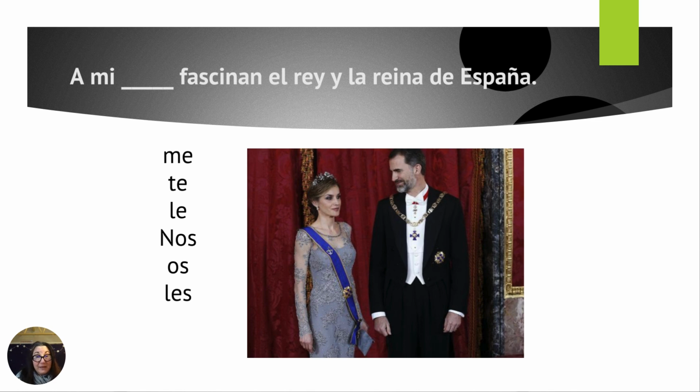Which indirect object pronoun would go with that clarifier? A mí me fascinan el rey y la reina de España. Now, I do want to point out here, you don't always have to use clarifiers with me and te and nos, right? Because if you see me, it has to be to me. And if you see te, it has to be to you. And if you see nos, and even os, right? You know. But again, those clarifiers are really important when you get into the third person singular and the plural. So the le and the les. So a mí me fascinan el rey y la reina de España.